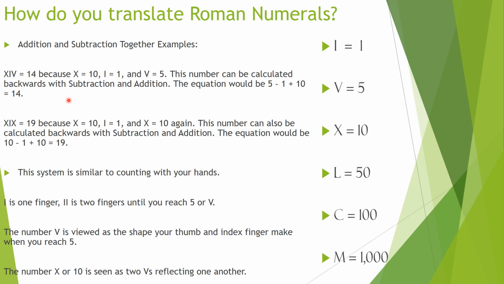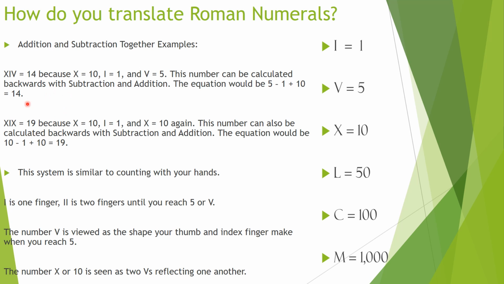So here's a continuation of translating Roman numerals. There are Roman numerals that use both addition and subtraction together in one numeral. An example of this is the number 14, which is XIV. X equals 10, I equals 1, and V equals 5. This number can be calculated backwards with subtraction and then addition. The equation would look like 5 minus 1 plus 10, which equals 14.